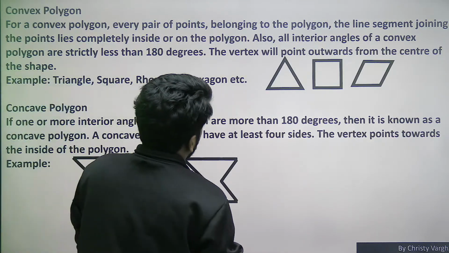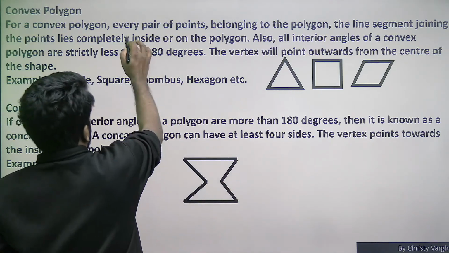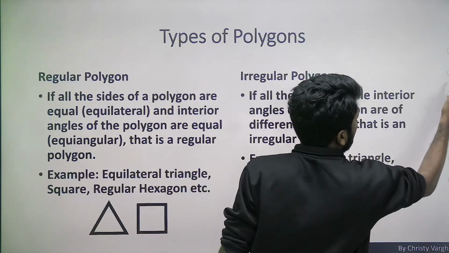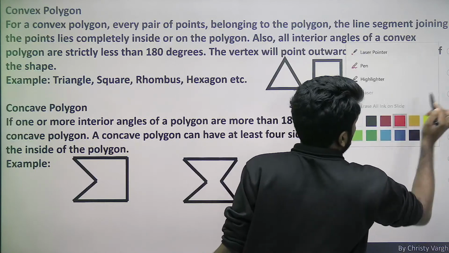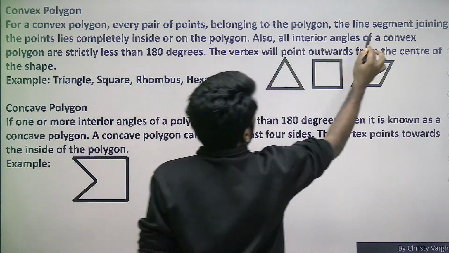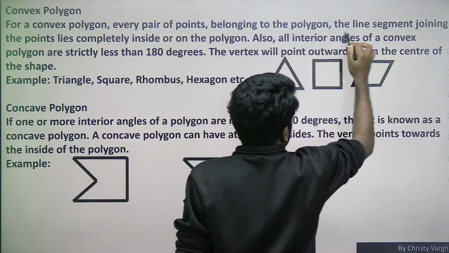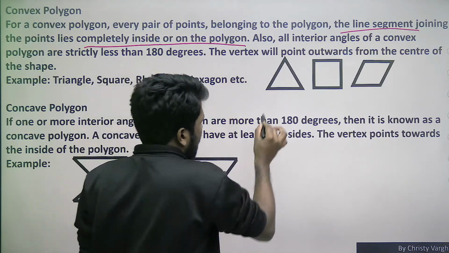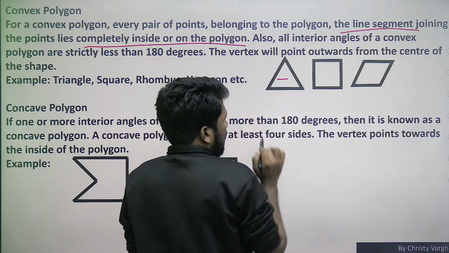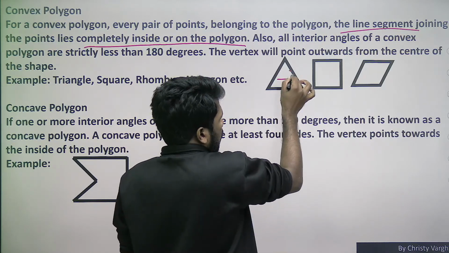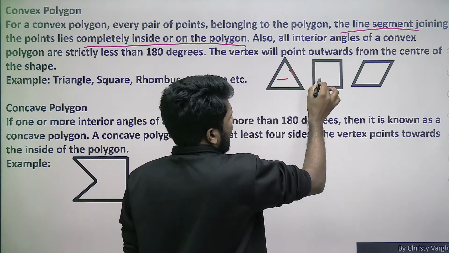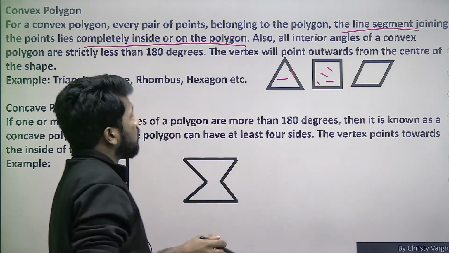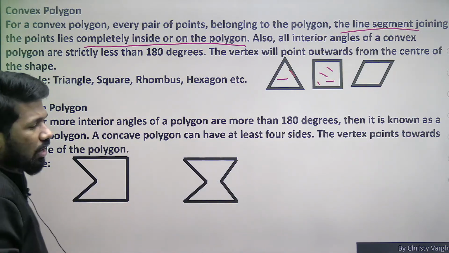Or as a property, a convex polygon is one where every pair of points that you join, the line that is joining them should completely be inside or on the polygon. For example, ये दो पॉइंट को ज्वाइन किया तो वो ट्रायंगल के अंदर है ना, ये दो पॉइंट ज्वाइन किया तो वो ट्रायंगल में ही है. It will not be outside the triangle. That is why all these three shapes are convex polygons.